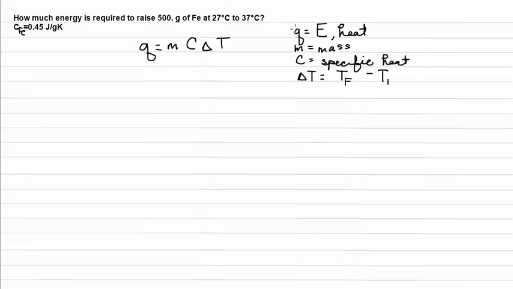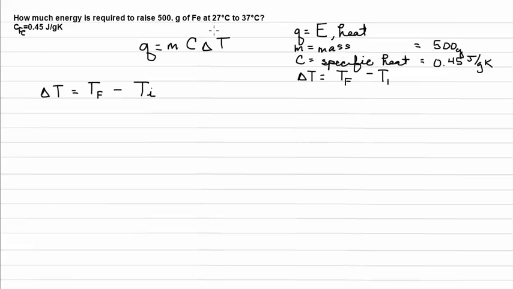Okay, so Q is what we're going to be solving for. Mass, we have the mass of this iron is 500 grams. The specific heat capacity, 0.45 joules per gram Kelvin. And now let's talk about delta T. Delta T is T final minus T initial. For this particular one, we're talking about iron initially at 27, ending at 37. So T final is 37, T initial is 27.